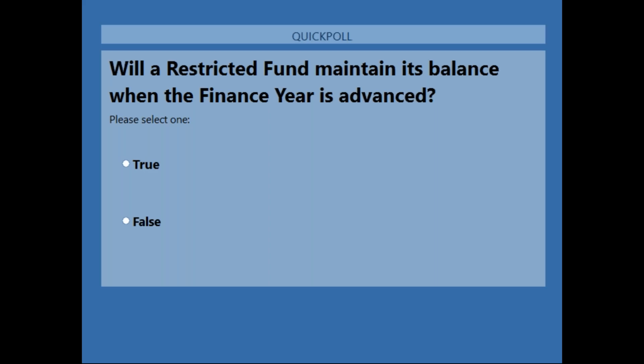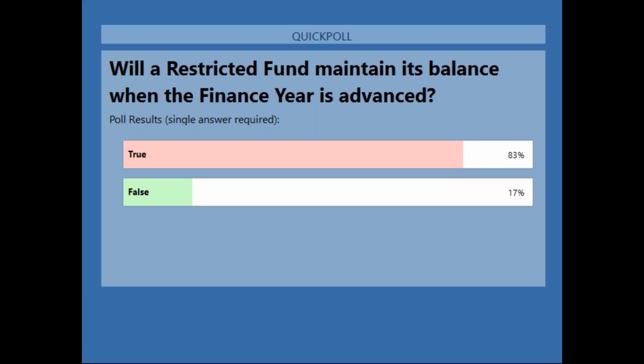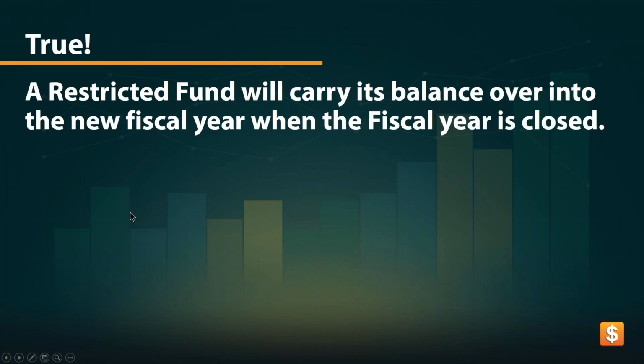Okay, I'm going to go ahead and close the poll and share the results. We had 83% say true and 17% say false. So we are going to hide the results and share the answer. And the answer is true. A restricted fund will carry its balance over into the new fiscal year when the fiscal year is closed.